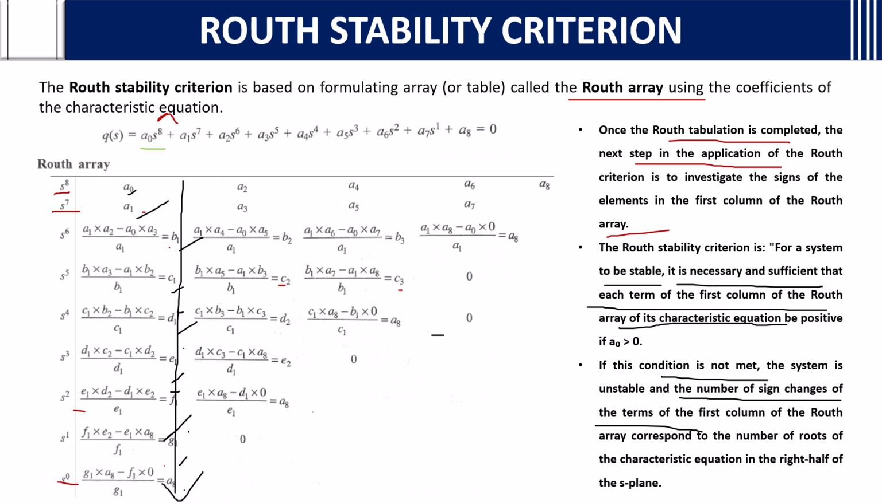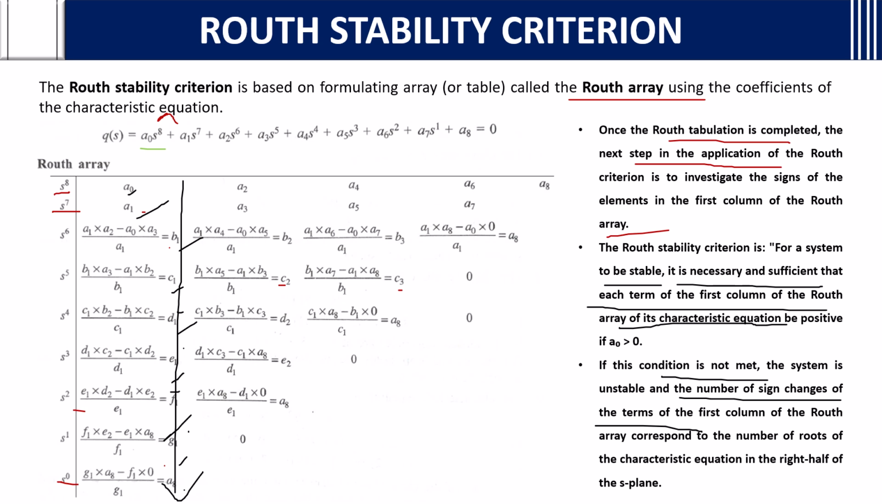For example, A0 is plus, A1 is plus, B1 is minus, C1 is minus, and D1 is positive. Then you see the sign changes one time and two times. Two sign changes means two roots are present on the right half of the S-plane. If you do problems, you will clearly understand. Just understand the concept first.